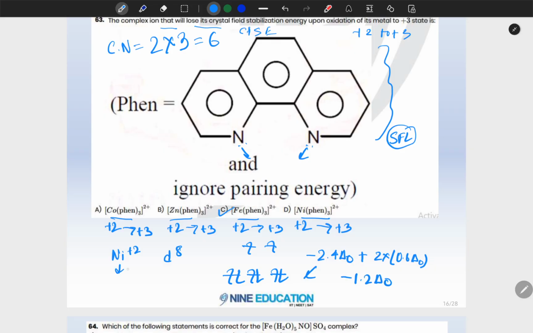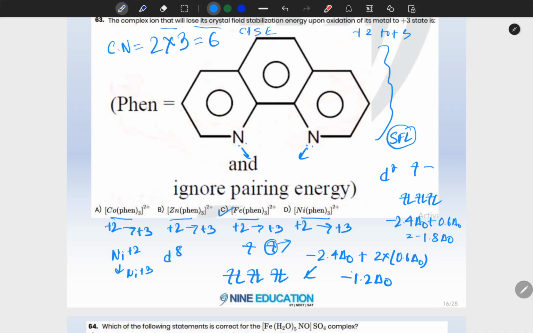Now when Ni2+ is getting converted to Ni3+, one more electron will be removed. So the configuration will be d7 only, and this will be the scenario 1, 2, 3, 4, 5, 6, 7. So in this case, what is the value of CFSE? That will be minus 2.4 del O plus 0.6 del O. So the resultant value will be minus 1.8 del O.